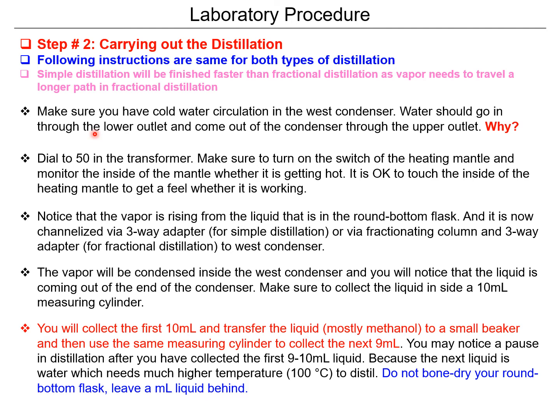Now, the next thing, you have to turn your dial up to 50. Make sure to turn on the switch of the heating mantle, and it's okay to touch the inside. Just don't hold it, just so you can feel how hot it is, right? You'll notice the vapors will start to rise from the round bottom flask, and they'll get channeled via the fractionation column, right? And then they'll get channeled via the 3-way adapter into your condenser. The vapor will be condensed inside the condenser, right? And you'll see little droplets going around.